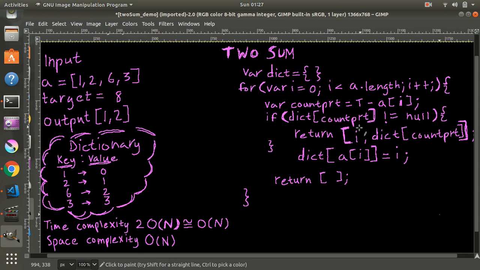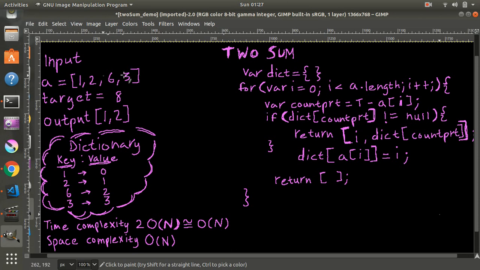So in this case, what we would return is index of 2, which is 1, and index of 6, dictionary of counterpart, that is dictionary of 6. Dictionary of 6 is 2. And see, 0, 1, 2. So we would return 1, which is index of 2, and we would return 2, which is index of 6. So that's what you would return.